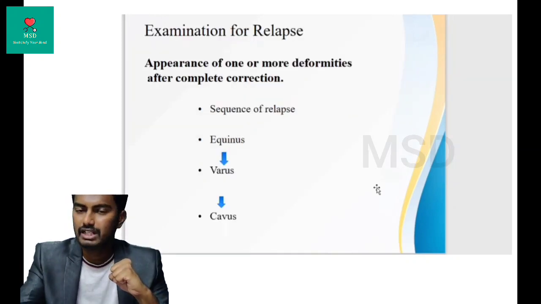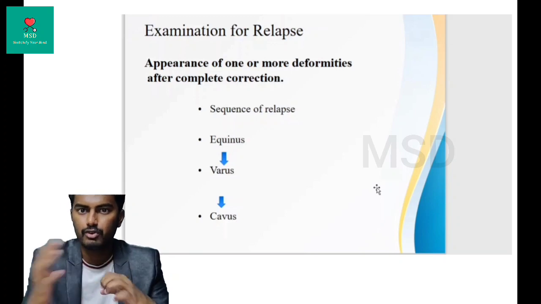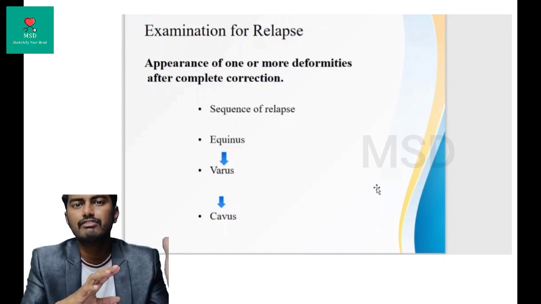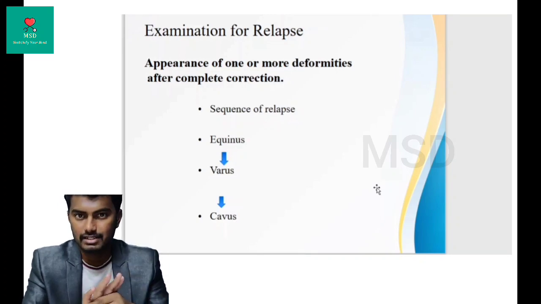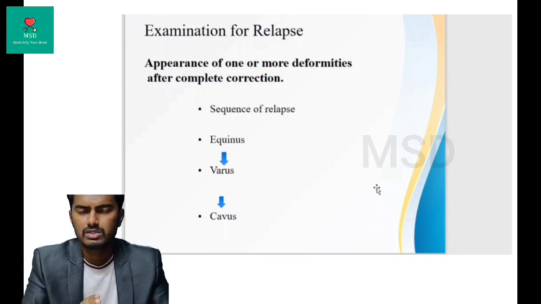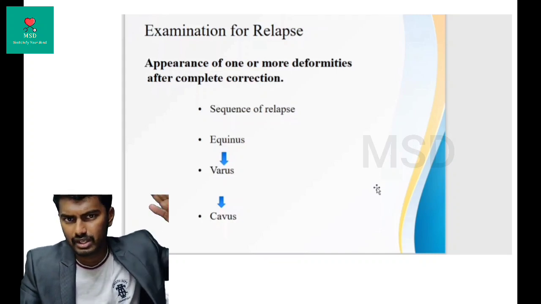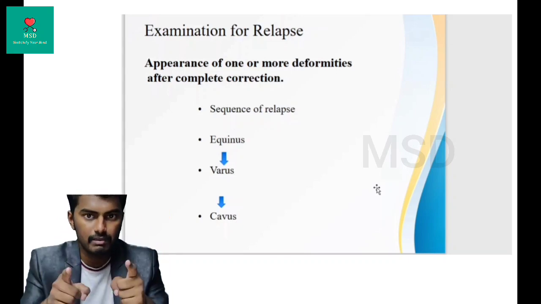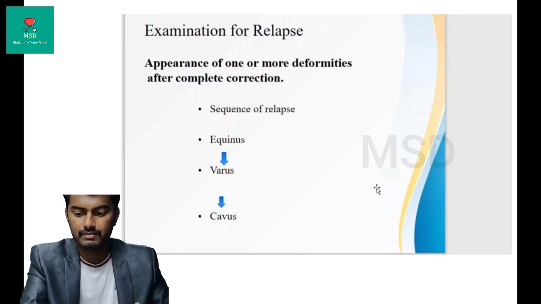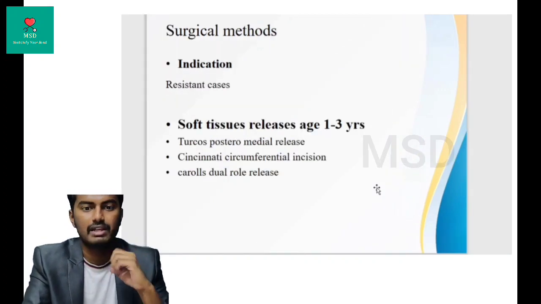So whenever a baby comes to you for examination or follow-up, you do check for the relapse. Whenever a deformity appears after complete correction, that is called a relapse. The relapse will occur in the reverse order of correction. The last deformity to be corrected is your equinus, so the first to reappear will be your equinus. So equinus, varus, and then cavus. These are the order of reappearance.